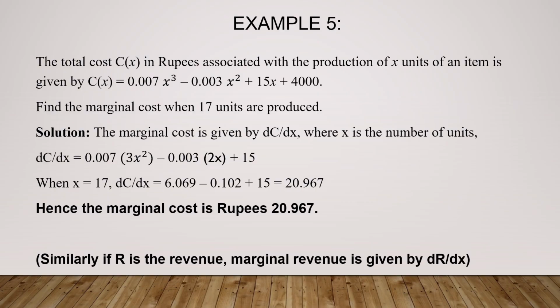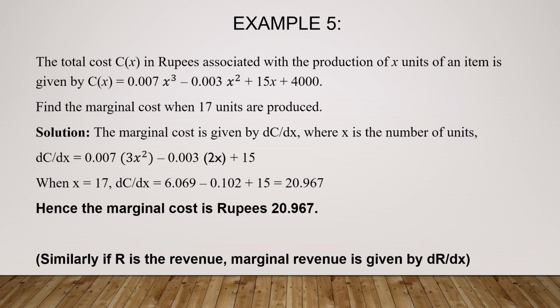You have to find the marginal cost. Remember, marginal cost, marginal revenue means you need to find the derivative, rate of change, correct? If you know the definition, marginal revenue or marginal cost tells you what is the rate of change of the revenue or the cost with respect to the number of units. So the marginal cost is given by dC by dx, where x is the number of units. dC by dx is just the derivative of the given function.